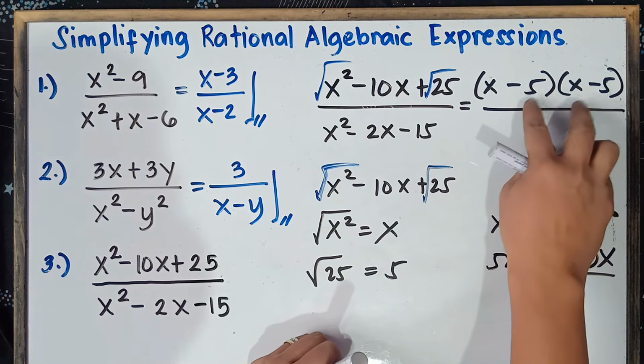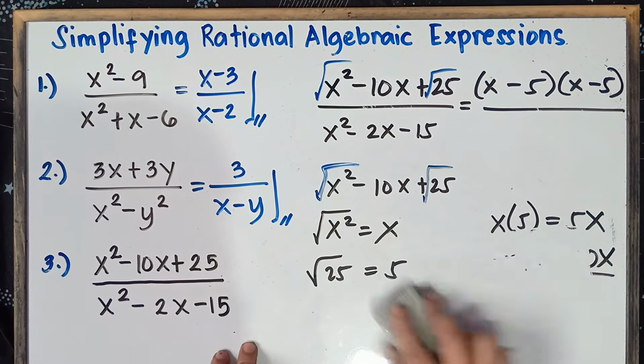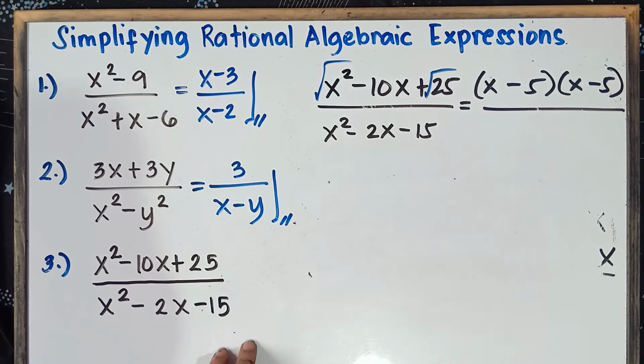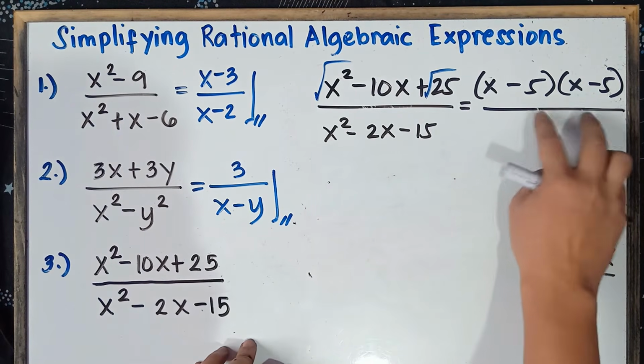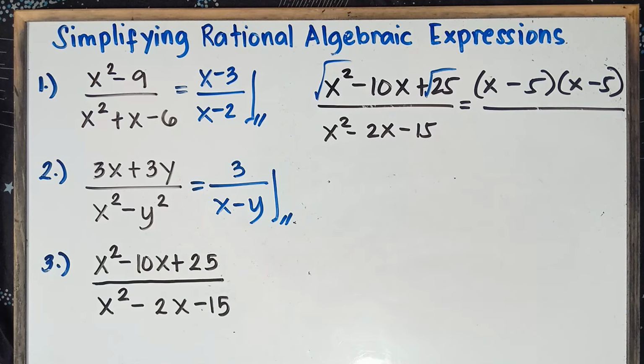Even if you apply the FOIL method, class, I'm sure you will get this answer. If you multiply this one using the FOIL method, you will get this answer. So once again, class, if you're confused with regards to perfect square trinomial, you can always factor this out using the general trinomials rule.